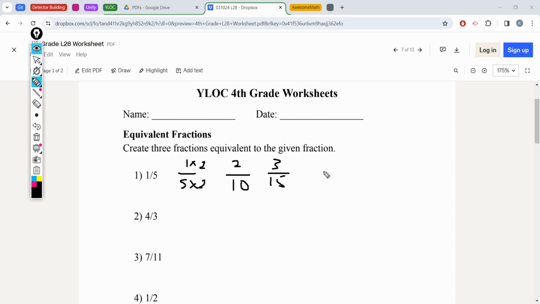Or we could go for literally any number. If we do 4, then we'll get 4 over 20. I'm just going to do the smallest numbers for now. But if you feel like doing any number, you're free to do so.